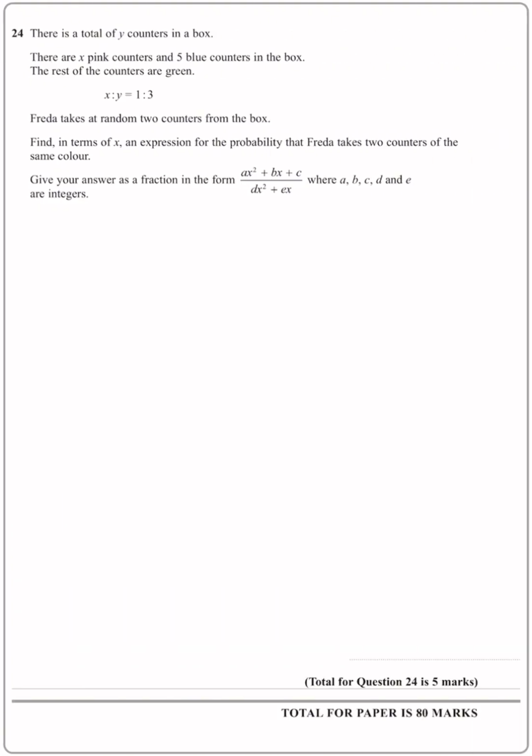Okay, question 24. Well, the ratio of pink counters to the total number of counters is 1 to 3. So if we call x the number of pink counters, the total number of counters is going to be 3x. So I can use that as my denominator. The probability of picking a pink one is going to be, well, there's x pink ones out of the 3x. You could simplify that to a third, but because we're doing repeated picks here, I'm going to leave it as x over 3x.